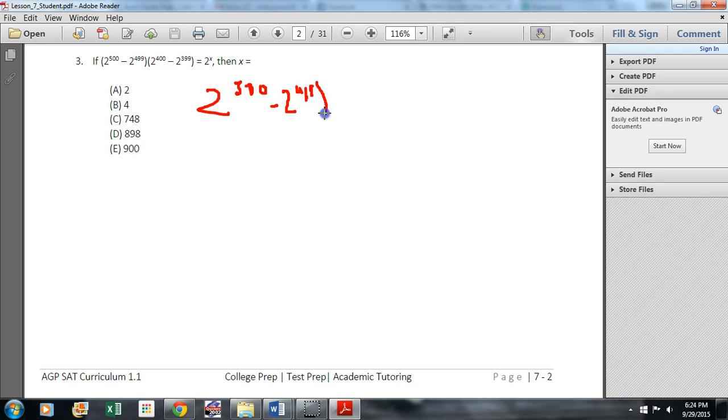Oh gosh, this is really bad, sorry. I need to get a better mouse. 2 to the 400 minus 2 to the 399. All right, I think you know what I'm talking about. You can see this, although it doesn't look like much. And then we have 2 to the x power.